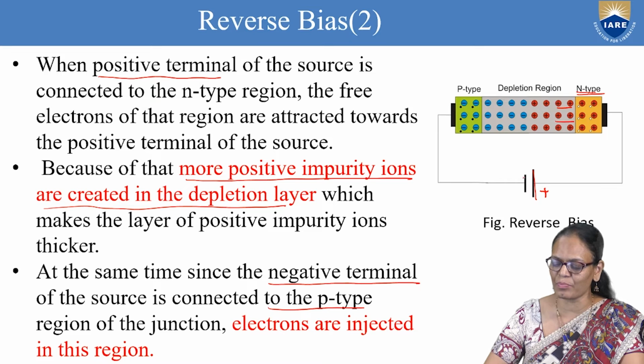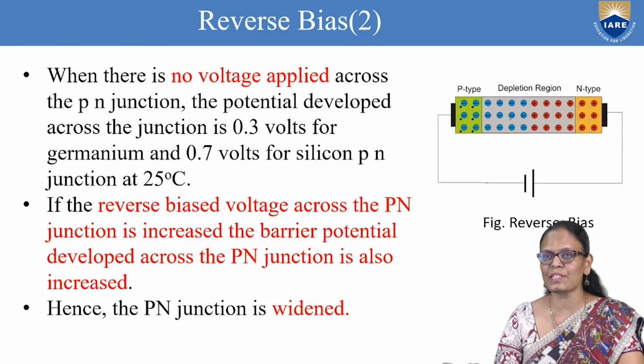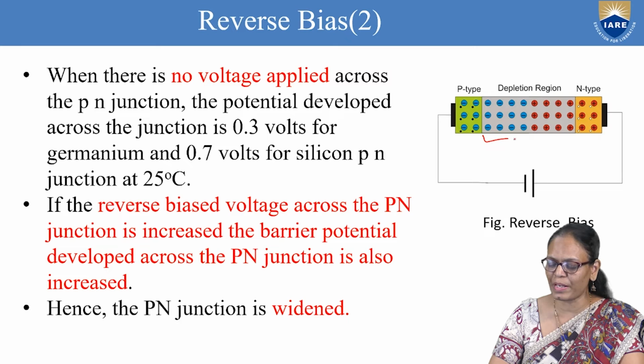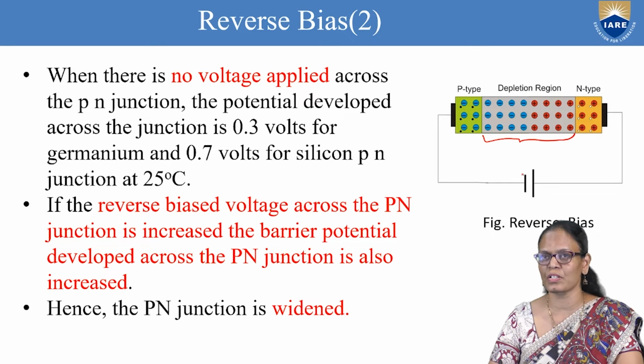So from here, because this is negative, there are electrons that are injected. So this layer also increases. So ultimately what happens here is the width of the depletion layer keeps on increasing. If you can see, the width of the layer is increasing because of reverse bias.